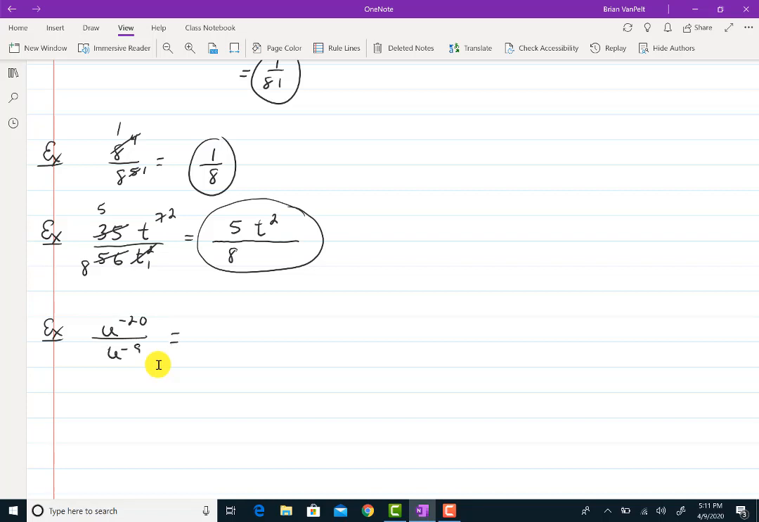Now you can use the quotient rule, or I prefer to use the one rule where I can write it upside down and all the exponents become positive. Now it's easy to see that I can cancel the whole u to the ninth, take 9 away from that exponent in the denominator, and you're left with 1 over u to the 11th.